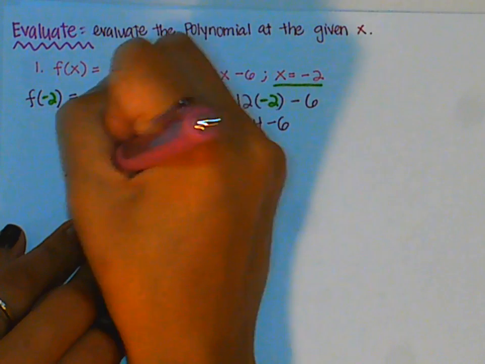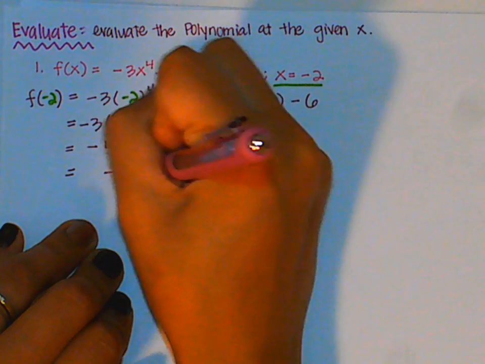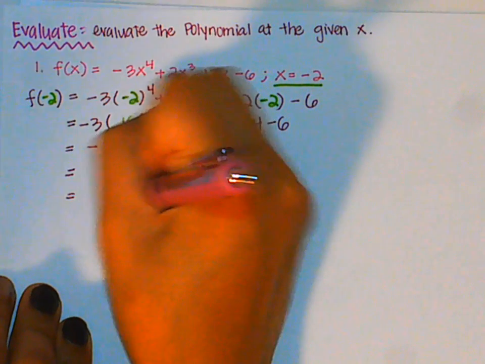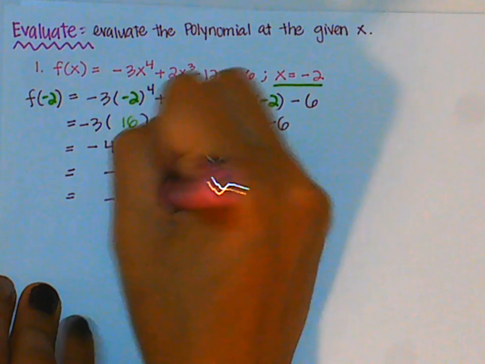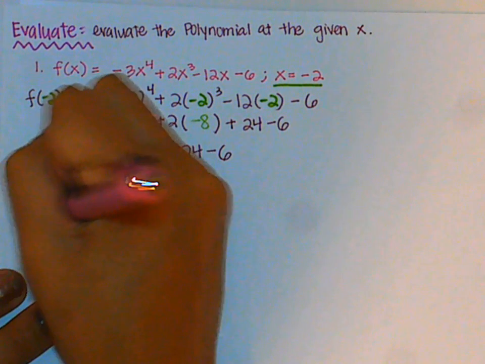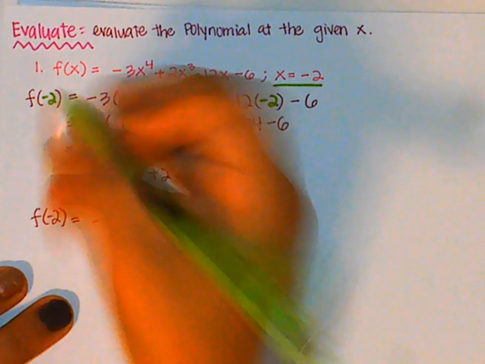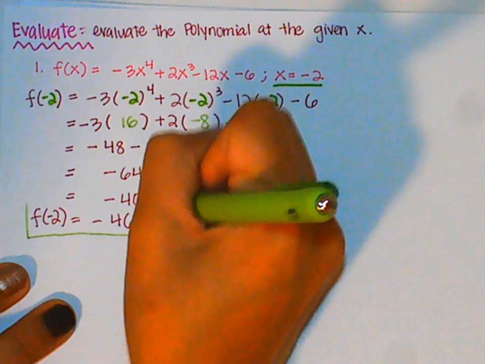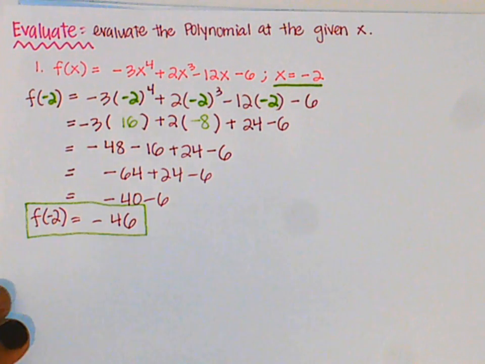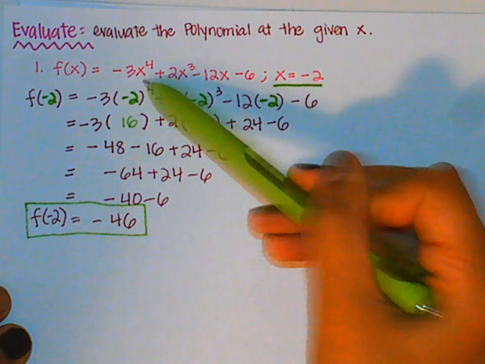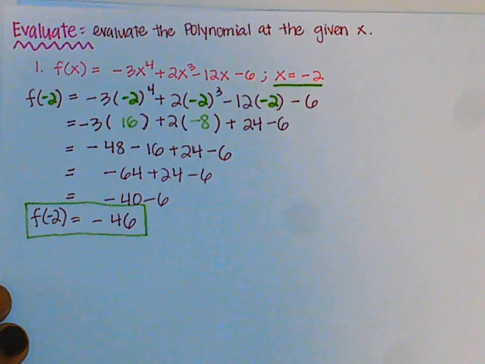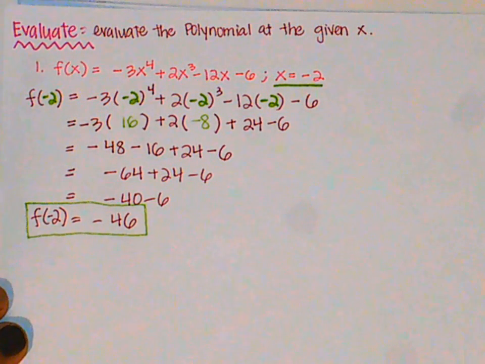Okay, so this would give me 64 plus 24 minus 6, -40 minus 6, -46. So f of -2 is equal to -46 would be my final answer. So again, what I did here was I was given a value for x. I substituted it into my x values. I evaluated all the way until the end and I got -46. So we're going to try one more.